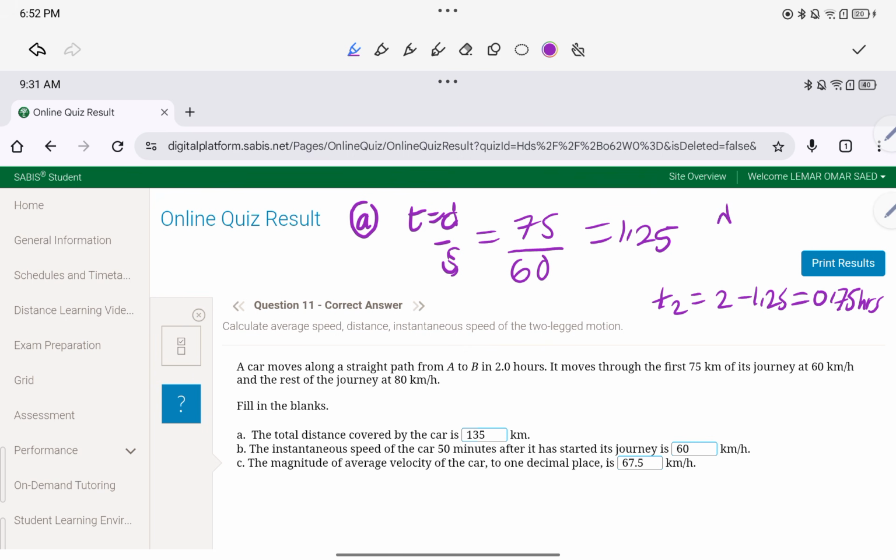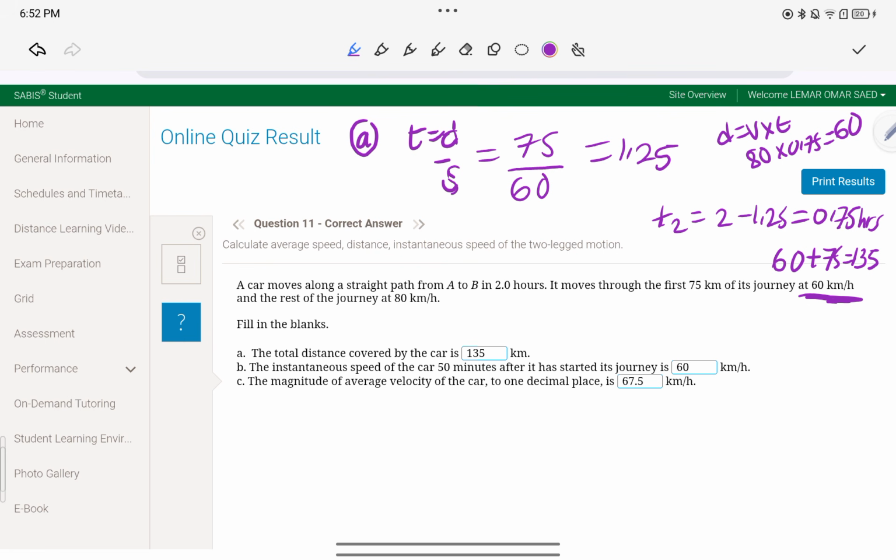So first thing, distance equals velocity times time. The velocity is 80 and the time is 0.75, so 60. So 60 plus 75 is equal to 135. Now for B, instantaneous velocity, they said after it started its journey, so like after it started, at the start, it's 60. Okay? Yeah. They said that. At the first of its journey, it's 60.